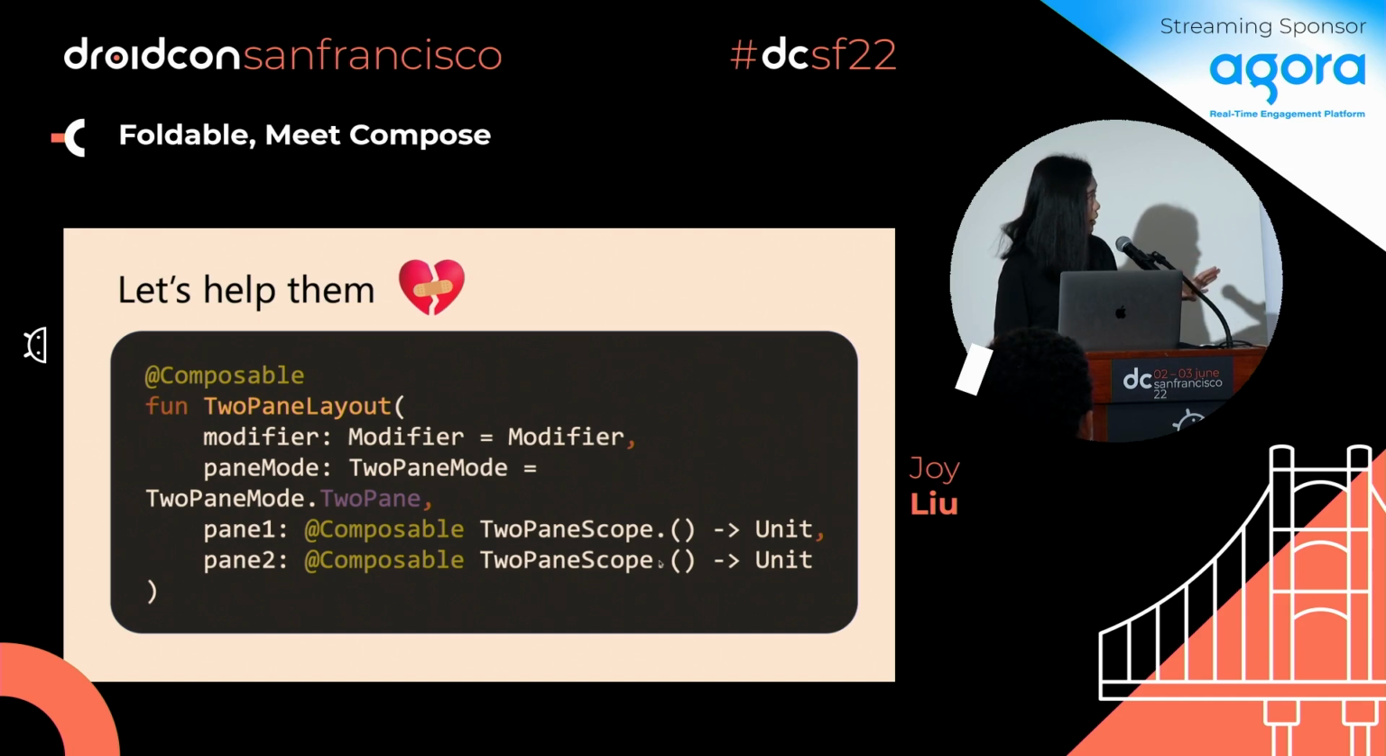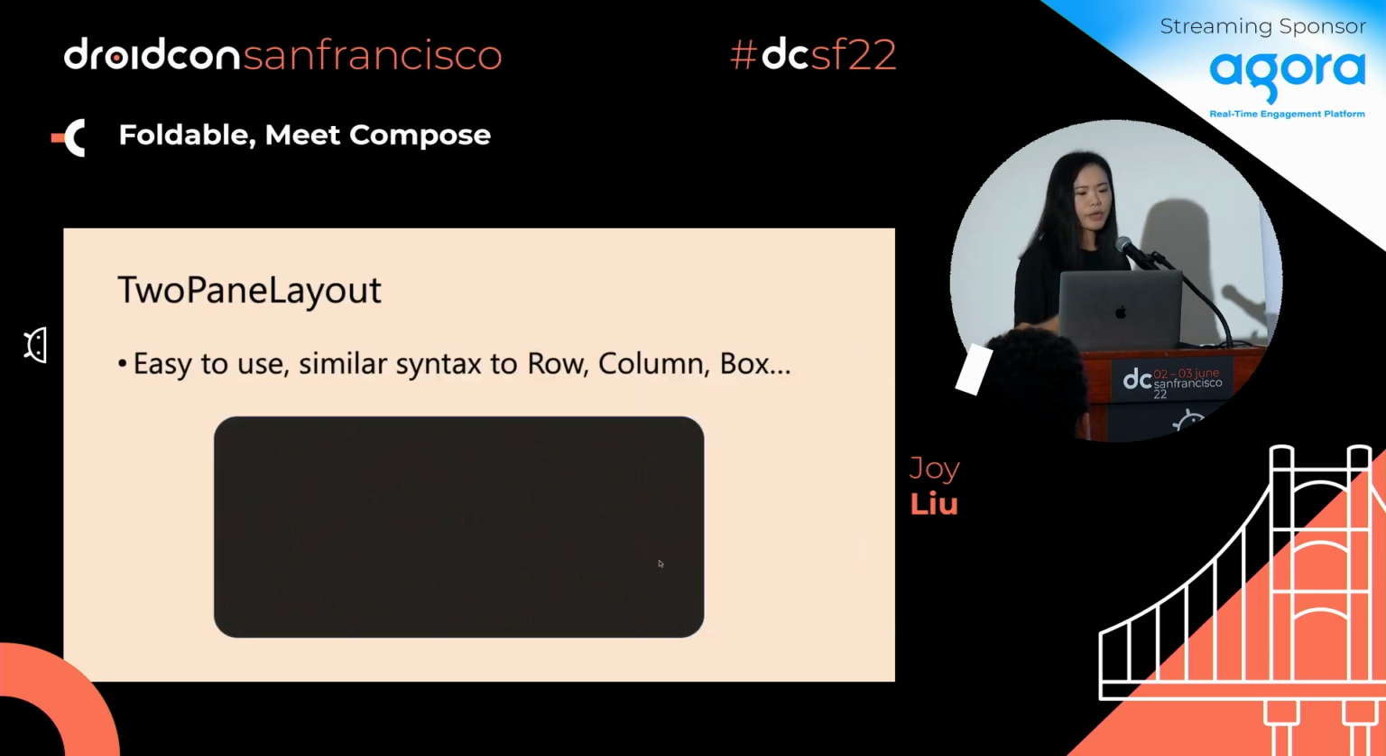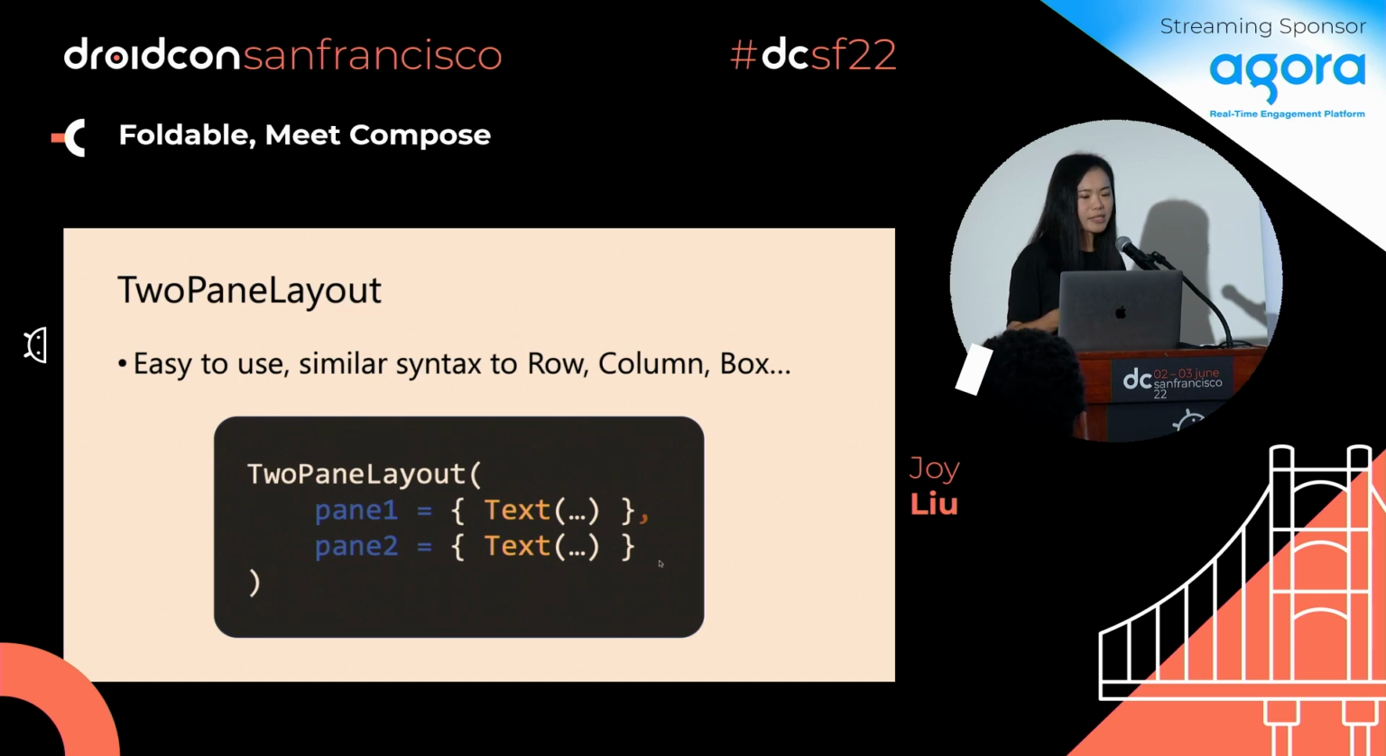So you can see pane 1 and pane 2 represent the two containers to hold the two different UIs you would like to show. The syntax is actually very similar to other Compose UI components like Column, Row, Box. So it's very easy to use. What you need to do is just pass any kind of composable into pane 1 and pane 2, and two-pane layout will take care of the rest.